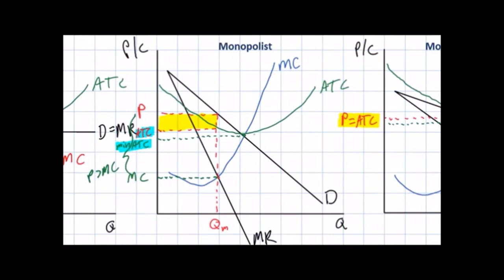We can see on this graph what the socially optimal quantity would be. It would be where the demand equals the marginal cost. It would be right here. So the socially optimal quantity is where demand equals marginal cost. We can see, however, that the monopolist is not going to produce that. They're going to produce at a lower quantity, charge a higher price to maximize their profits. Monopolists are allocatively inefficient.